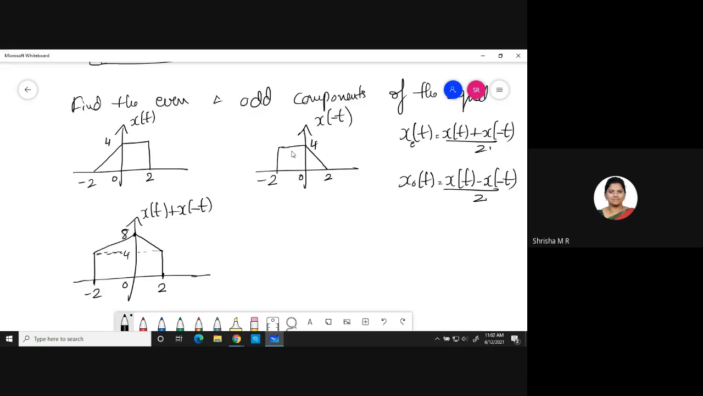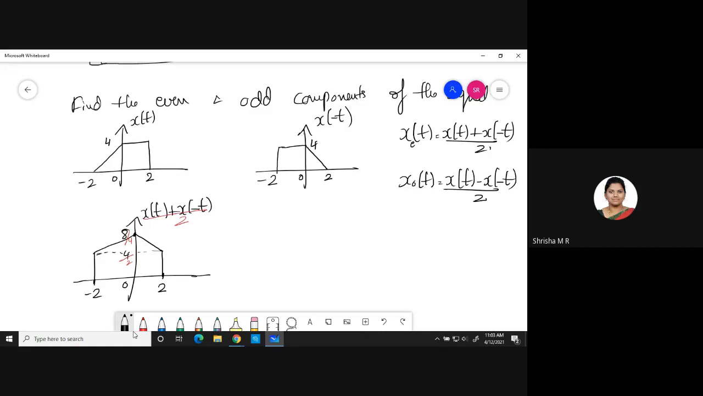This is x of t plus x of minus t. If you want the even part, divide it by 2. So at 8, the signal will compress to 4, and which is at 4 will compress to 2. Okay, redraw this diagram again.